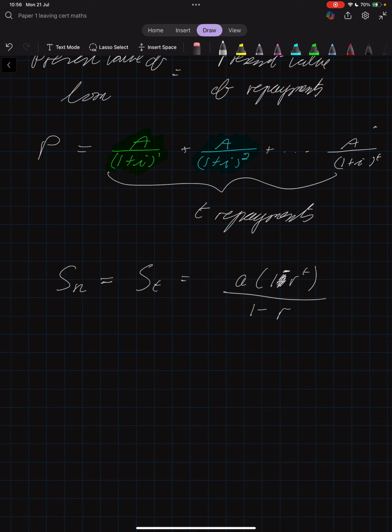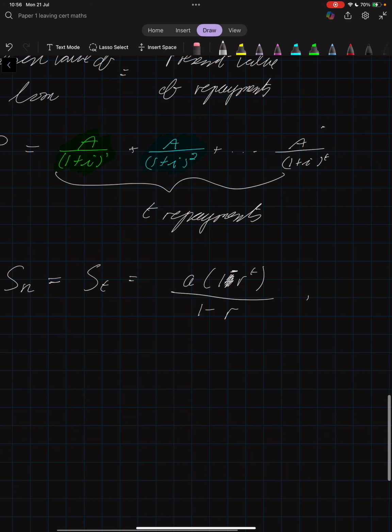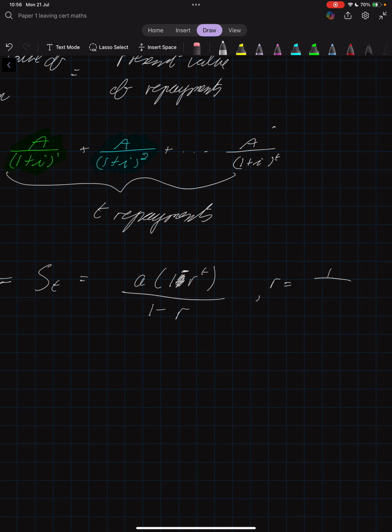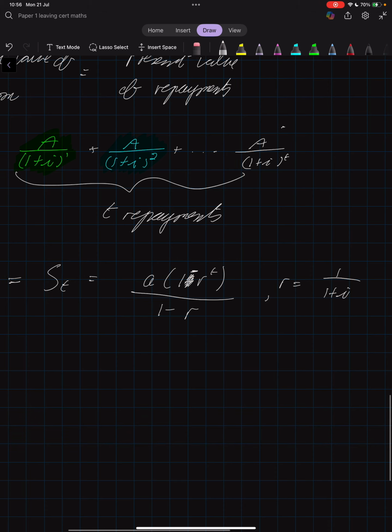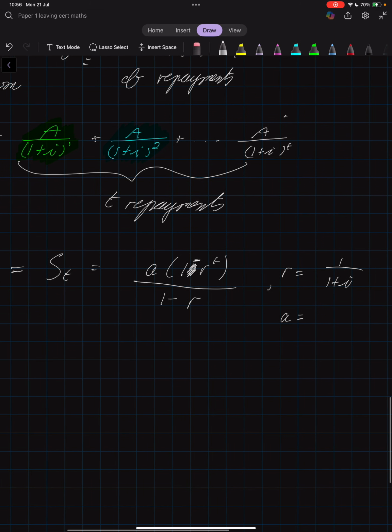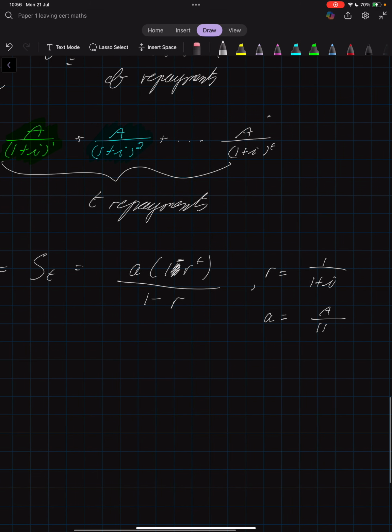So it's A into 1 minus R to the power of t all over 1 minus R, where R is what you're multiplying by, which in this case, you're multiplying by 1 over 1 plus I every single time. And A is the first term, which is in the green there. It's A over 1 plus I.